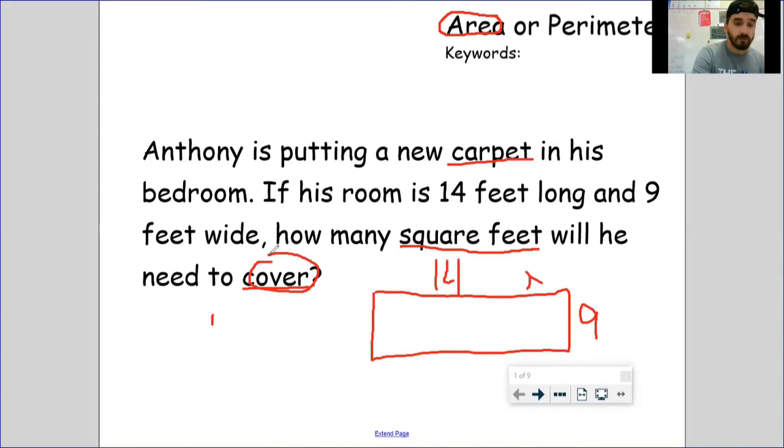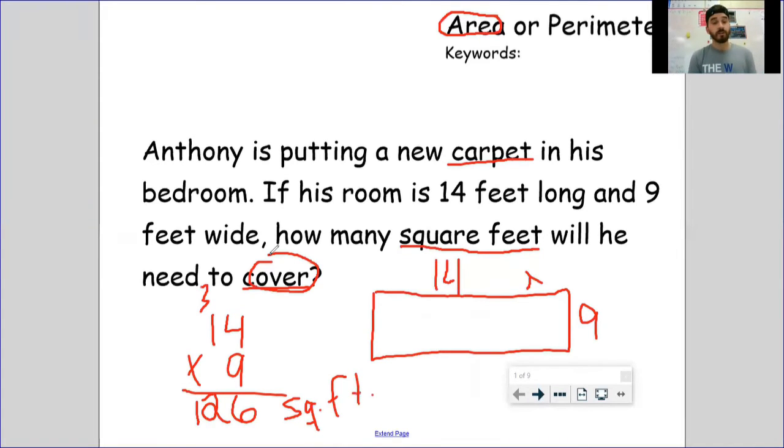We have done this in class to where we can stack them and multiply. 9 times 4 is 36. 6 stays, 3 goes. 9 times 1 is 9, plus 3 gives me 12. That answer would be 126 square feet. Good thing about area and perimeter, it's calculator active. If you're at home, you can just take your calculator. You can do length times width, 14 times 9. You'd get the same answer.